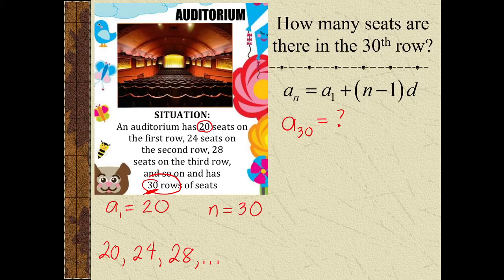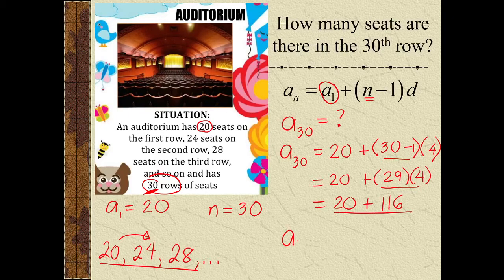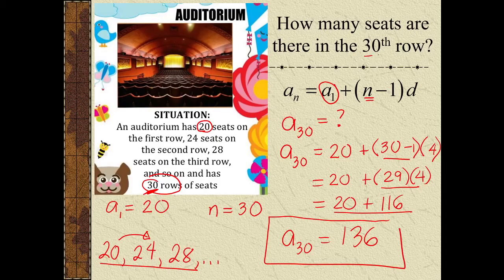So let's substitute everything into the formula. A sub 30 is equal to, what is the first term? 20. What's the value of N? 30 minus 1. What is the common difference? Look at this one, what is being added? Plus 4, so positive 4. Let's solve this. 20 plus 29 times 4. What is 29 times 4? 116. 116 plus 20 is 136. So this is the number of seats in the 30th row.